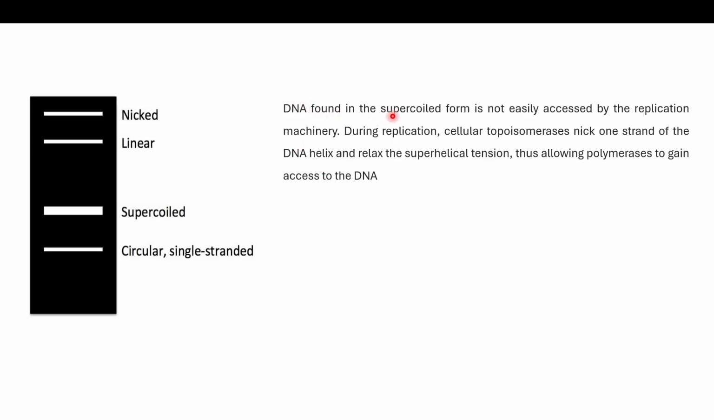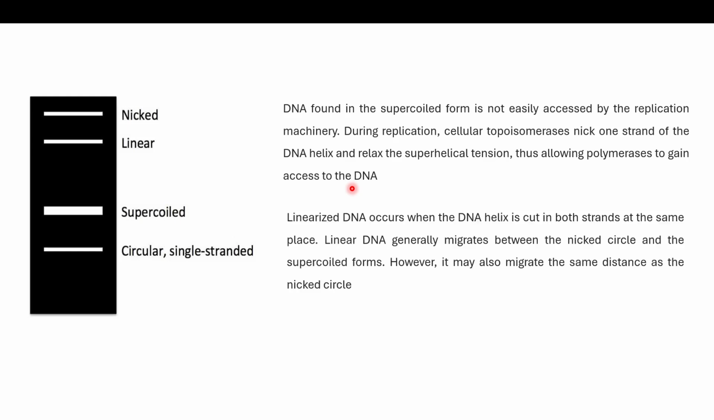DNA in the supercoiled form is not easily accessed by the replication machinery. So during replication, there are topoisomerases which can nick one strand of the DNA helix and relax the superhelical tension in the circular plasmid DNA, which helps the polymerases to gain access to the DNA.